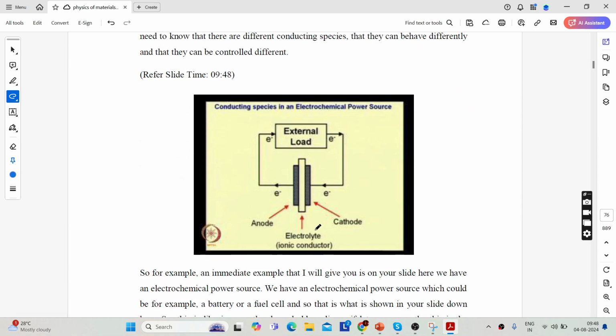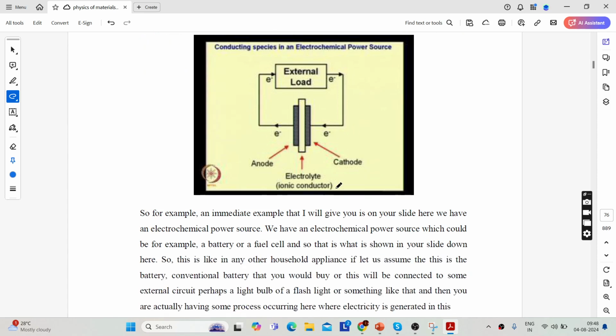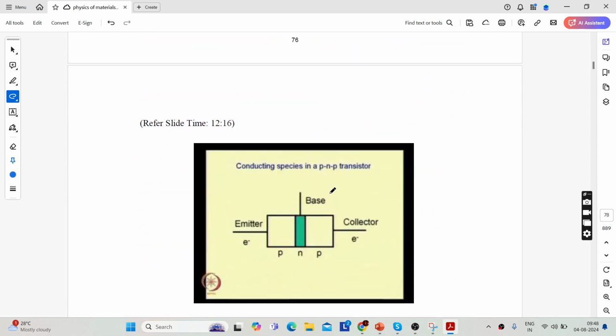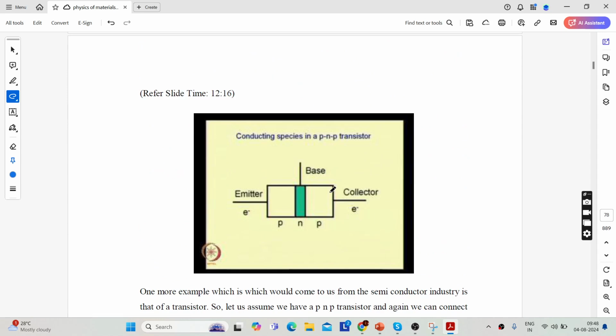Now you will see a model of conducting species in an electrochemical power source. We have an anode and a cathode connected by the electrolyte, which will be some ionic conductor. Electrons are transferred from here to the external load and flow back. So that is one example.